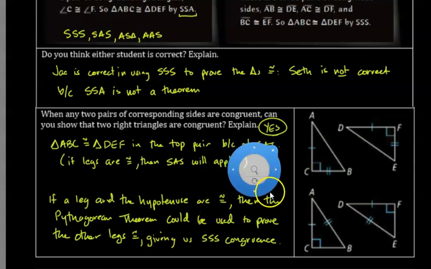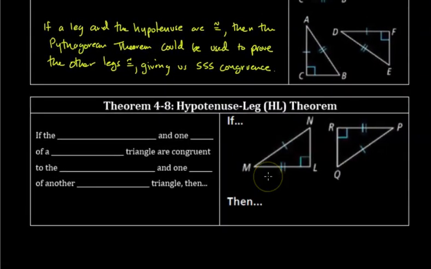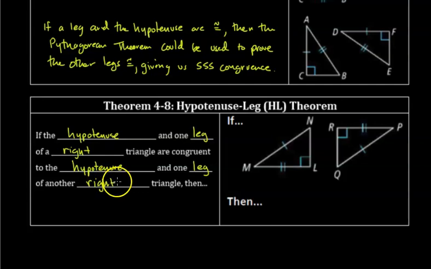Just take a look here real quick at theorem 4-8. It's called the hypotenuse leg theorem. And it says that if the hypotenuse and one leg of a right triangle are congruent to the hypotenuse and one leg of another right triangle, then the triangles are going to be congruent.